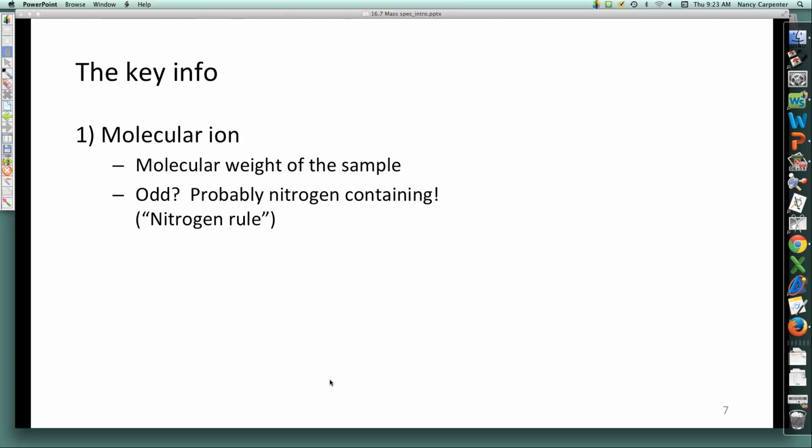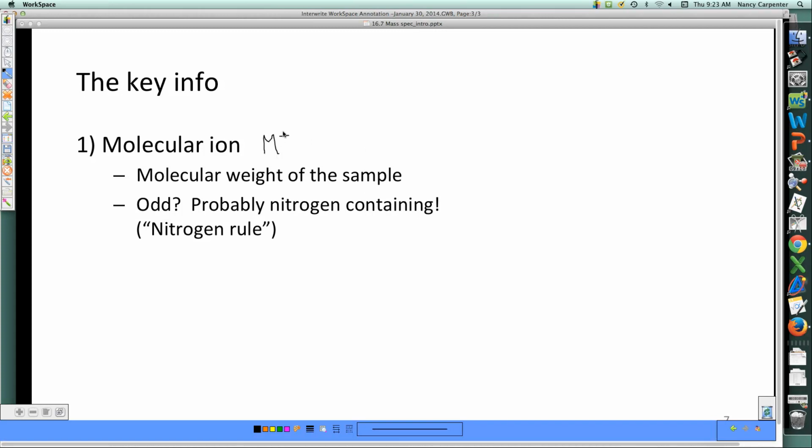Better yet, if it's an odd molecular ion, say 71, now this is for the molecular ion, this is for M plus dot. It hasn't fallen apart yet, it just lost one lousy electron. An odd molecular weight is most likely containing a single nitrogen, or maybe 3 nitrogens, or maybe 5 nitrogens. In other words, an odd number of nitrogens, because nitrogen will give an odd molecular weight. It's called the nitrogen rule. And that's fairly reliable.